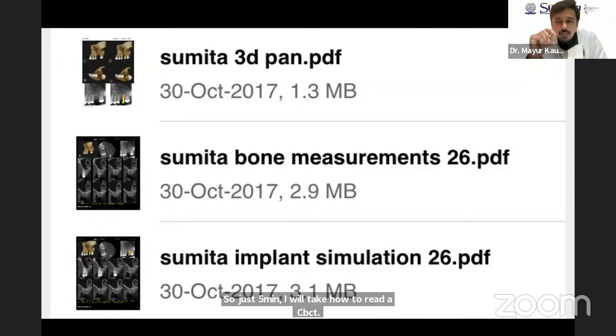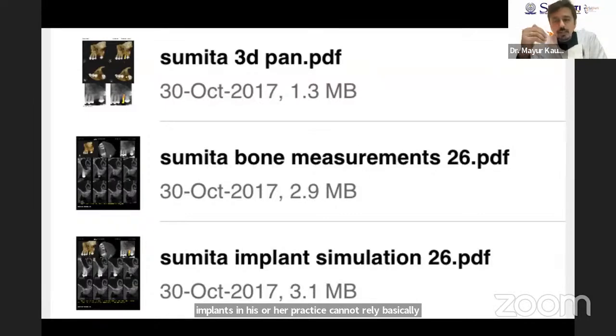Any person who wishes to incorporate implants in his or her practice cannot rely on the piece of paper given by a radiologist saying that this is the report and this many implants you should be placing. Please understand, this is an adjunct. This is not a replacement of either your clinical surgical skills or your clinical decision making. This can only help you in decision making. This cannot be a substitute for your surgical skills.